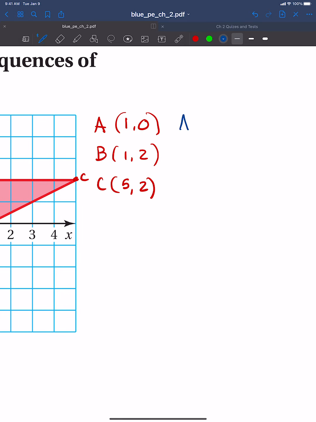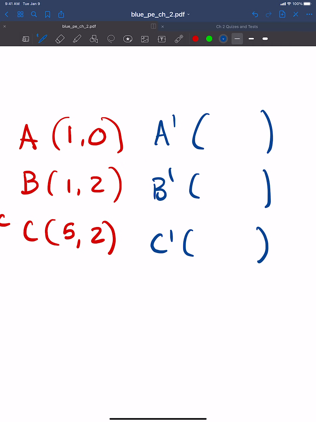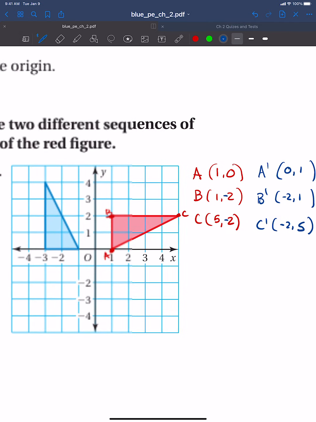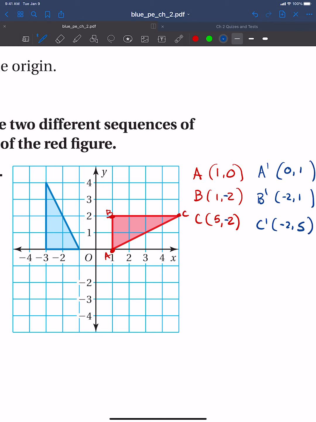Let's make a new A prime coordinate, a B prime coordinate, and a C prime coordinate. And the Y is going to turn to its opposite, and then they're going to swap places. Now, 0 can't be an opposite, agreed? So we're going to leave that one, but this will be -2, and this will be -2. Now swap them. So this will be 0, 1, -2, 1, -2, 5. Now let's go plot those over here and see where it lands. 0, up 1, that's A prime. B prime is -2, up 1. And then C prime is -2, up 5.